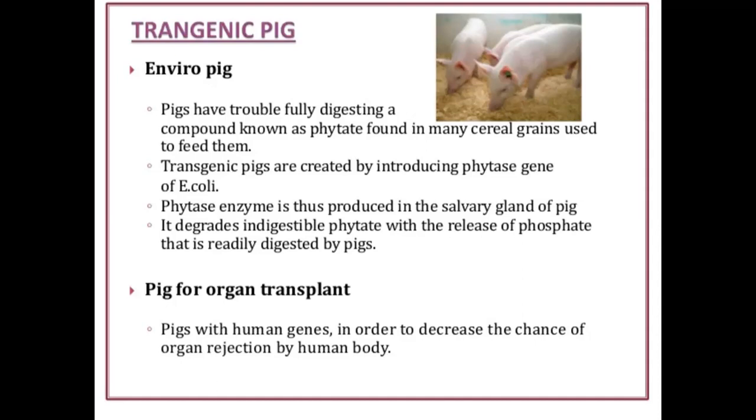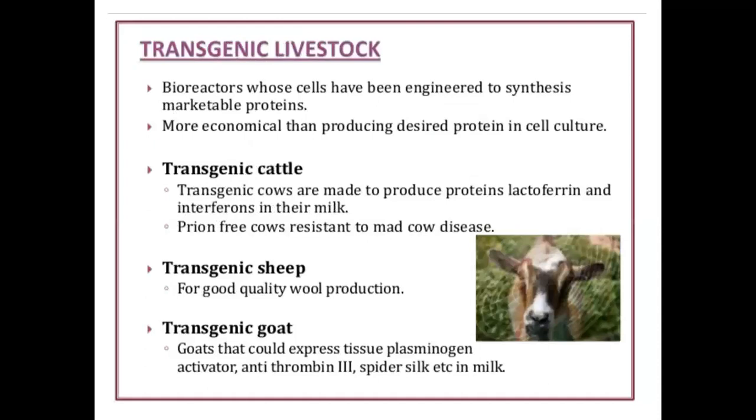Some people may not have acceptance because the immune system of the person is reduced. Immune resistance is decreased, and because of that the foreign organ can be accepted. And in transgenic livestock, the bioreactor, whose cells can be engineered to synthesize a marketable protein, is more economical than producing the desired protein in cell culture. So through the bioreactor also we can produce more protein.